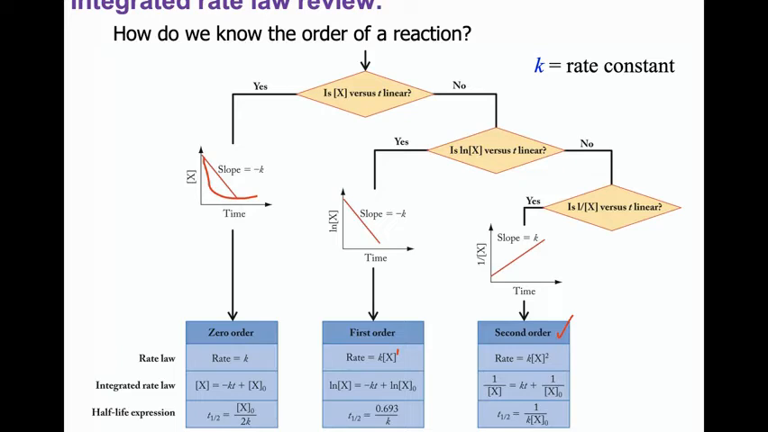So the only way we know the order of a reaction, or how concentration influences the rate of reaction, is to collect data, plot that data, and analyze these different manipulations of that data to determine whether or not the reaction is 0th, first, or second order.